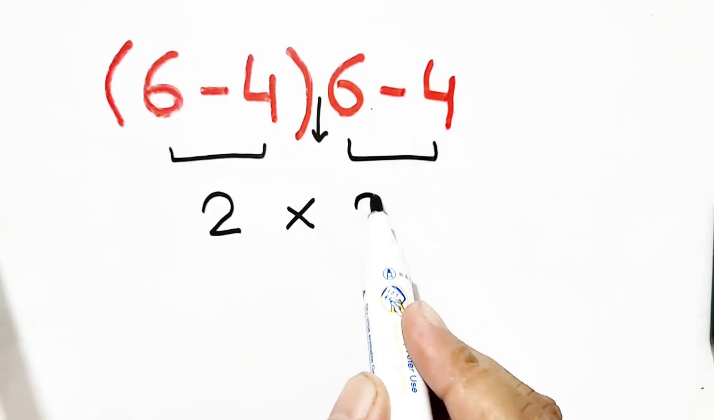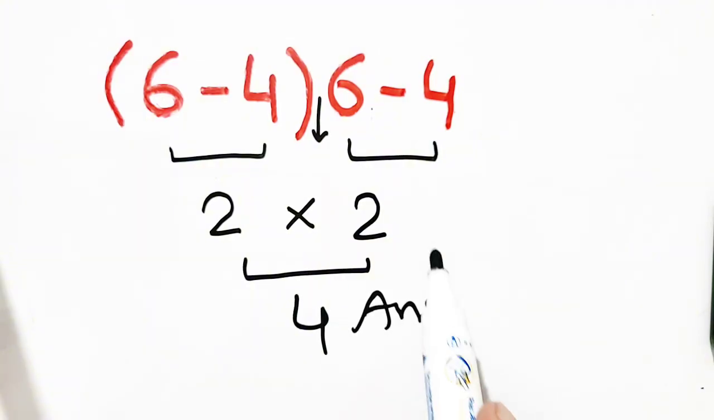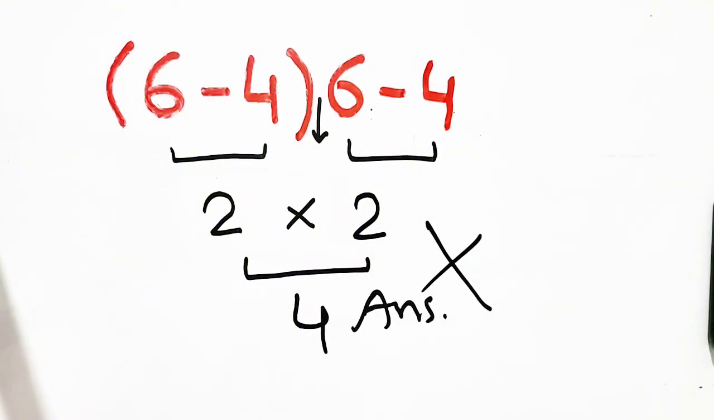6 minus 4 is equal to 2. 2 times 2 will be equal to 4, which will be our answer. But this whole method is incorrect.